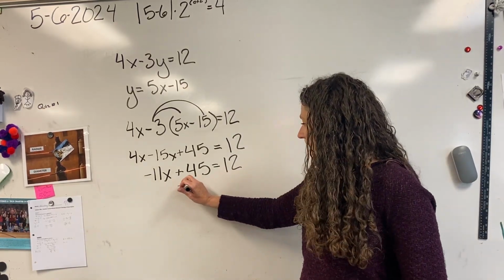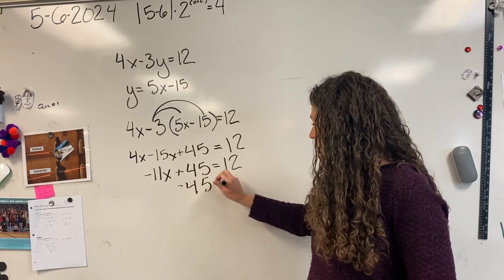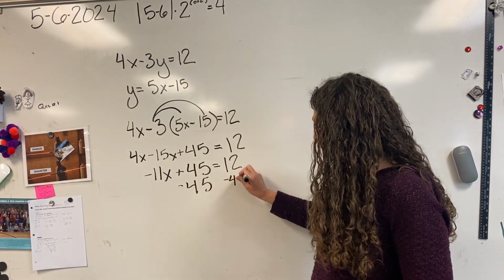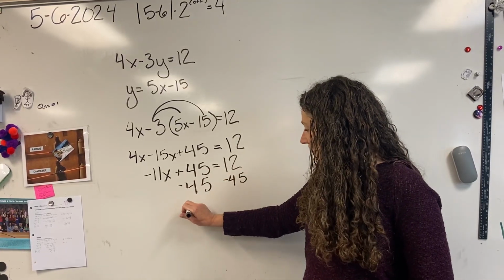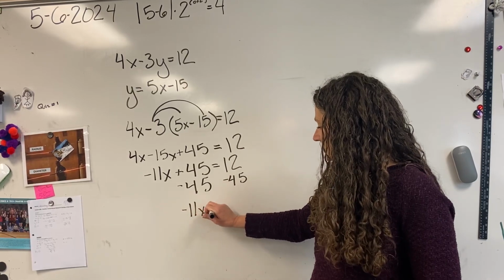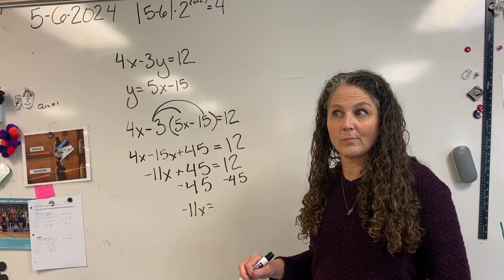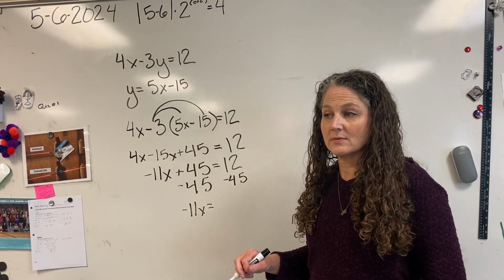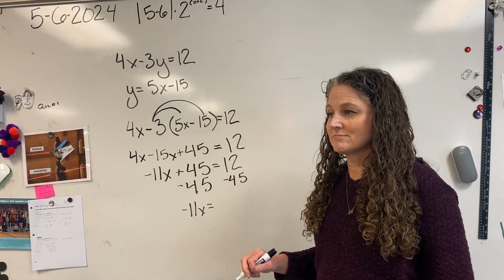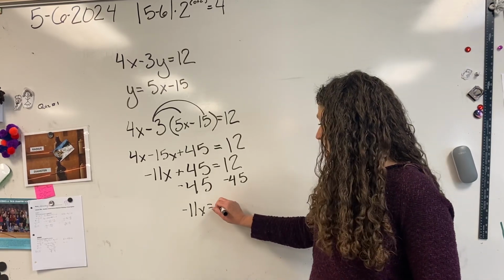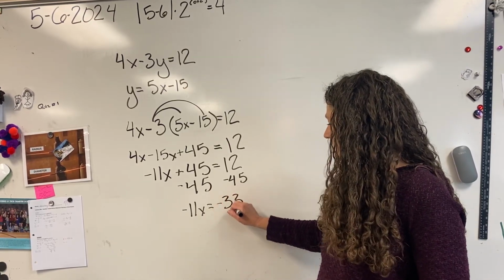I'm going to subtract 45 from both sides. I have positive 12 minus 45. So what is that going to give us? Who can math that for me? Plus 12 minus 45. Cheyenne, what is it? Negative 33.